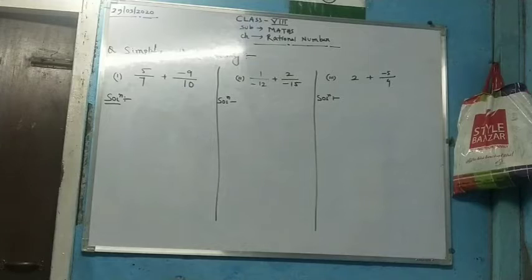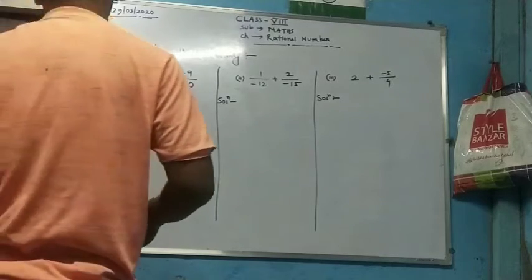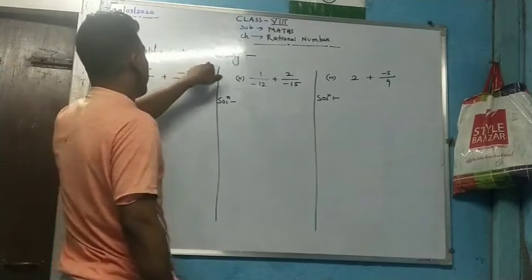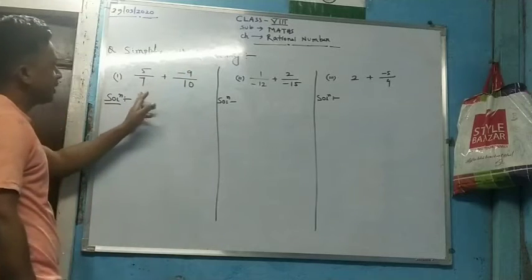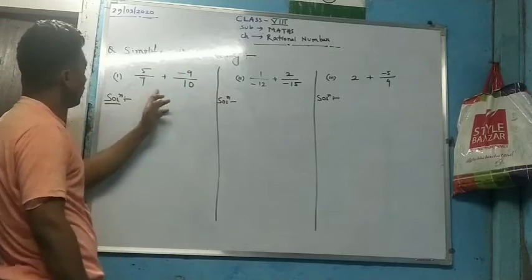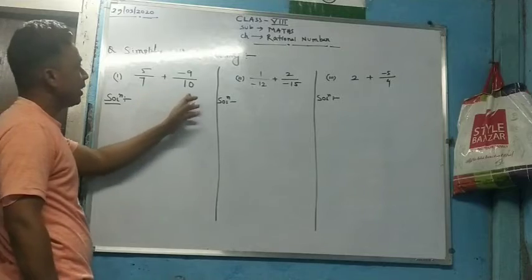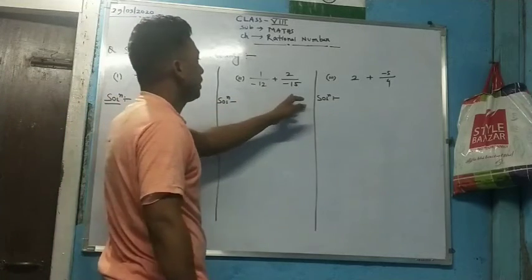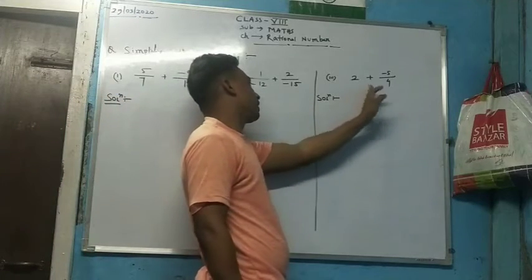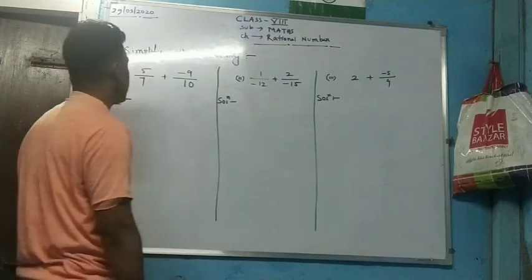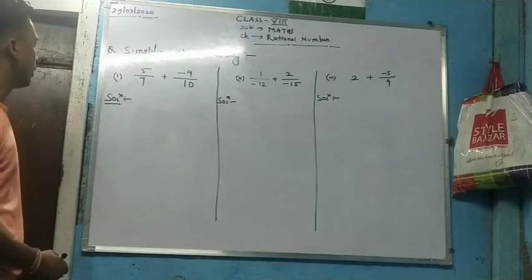Okay, now we are going to move on to the next question. Next question is simplify the following. In this question, we see that the denominators are different: 7 and 10, and here there is no denominator, it is 4. So how can we do such a sum? I will show you now.